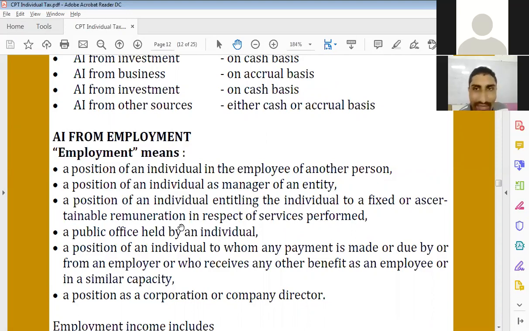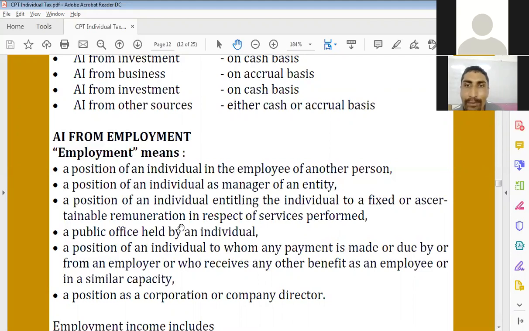Oh, the second definition, a position of an individual as a manager of an entity. If you are a manager of an entity, that entity is your employer and you are its employee. The third definition, a position of an individual entitling the individual to a fixed or ascertainable remuneration in respect of services performed. So you are performing some services and you are entitled for fixed remuneration, then you are an employee. For whom you are working, they are employer.